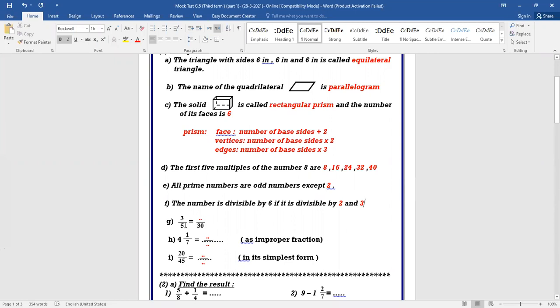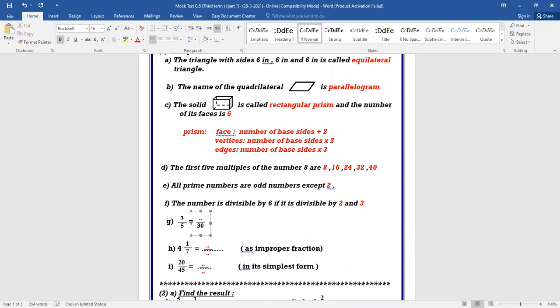G. 3 out of 5 equals what out of 30? Yes. 3 out of 5 equals. Firstly, how will 5 become 30? Multiply by 6. For that also you multiply 3 by 6 equals? 3 multiply 6 equals 18. Thank you.